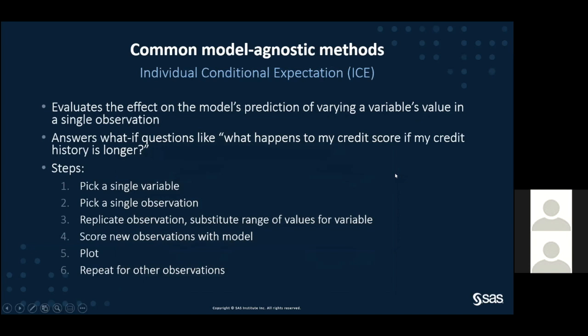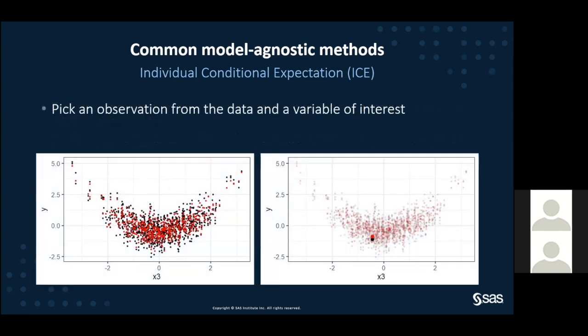So the first method we'll talk about is individual conditional expectation. All the methods I'm talking about today are common model agnostic methods that are very popular. And because they're model agnostic, they can be applied to almost any model that makes predictions or decisions. To compute ICE, you basically pick a single observation and pick a single variable. Then you change that variable, keep everything else the same, and move that variable within the range that's observed in the data, and score the model with all these different values and plot. And then you can repeat for other observations to compute the ICE for them as well.